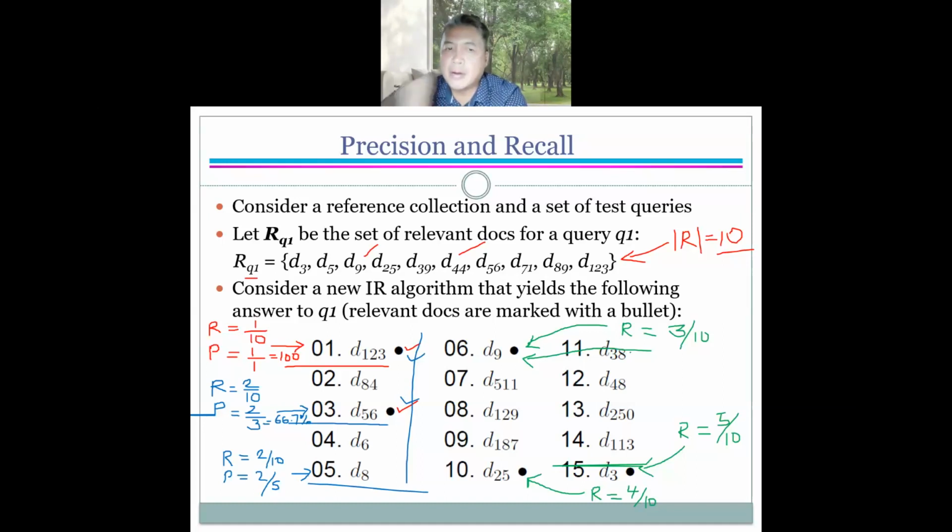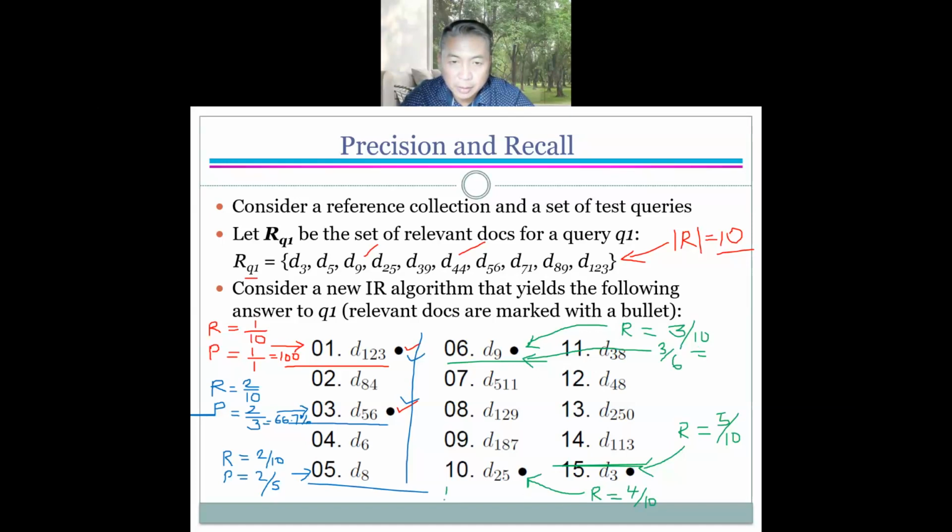Precision. So out of 6, how many are relevant? Because at this position, we have 6 documents. So the answer is 3/6, because we have 6 documents at that position, and we have 3 documents which are relevant.